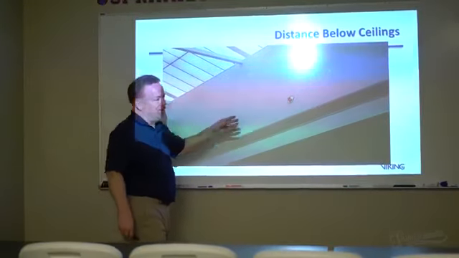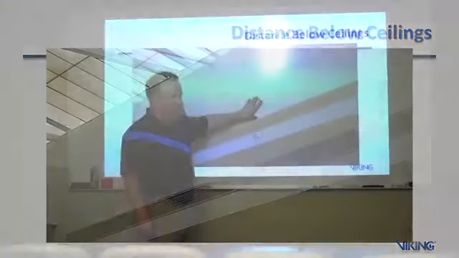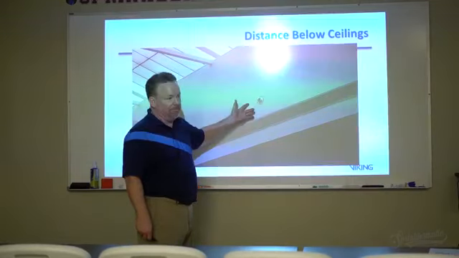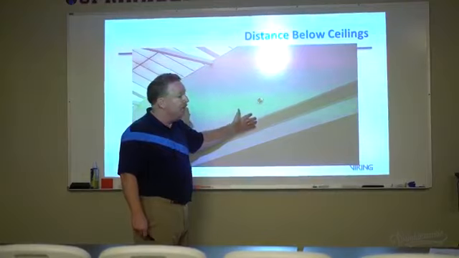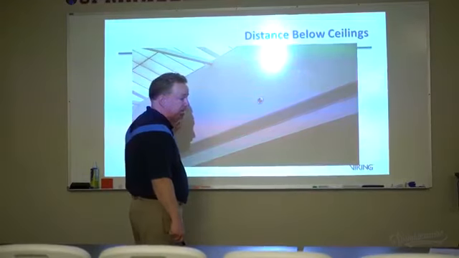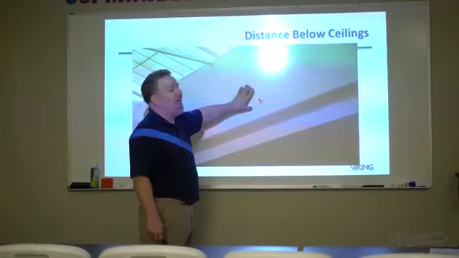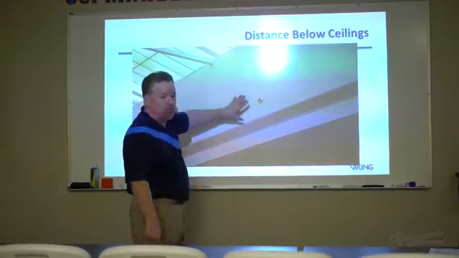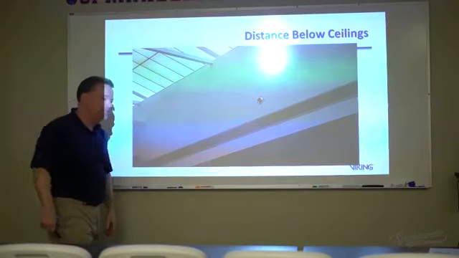Distance below ceilings is critical. This sprinkler is never, ever going to operate. It's there because somebody said we need this to be protected by a sprinkler, but it's not. This is a huge vaulted ceiling area. The heat's never going to get down that far.